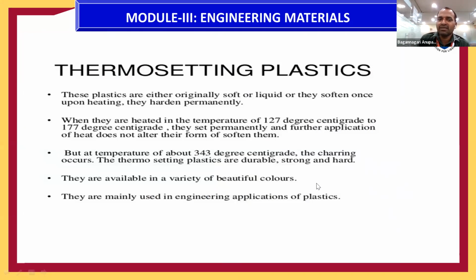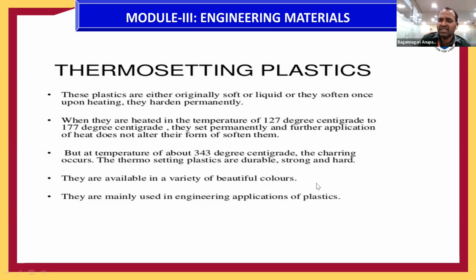Thermosetting plastics. These plastics are either originally soft or liquid, or they are softened once, and upon heating they harden permanently. We can't soften them after molding. After the molding process is completed, they become hardened or brittle, permanently hardened. Plastics like that are called thermosetting plastics. They are available in a variety of beautiful colors.